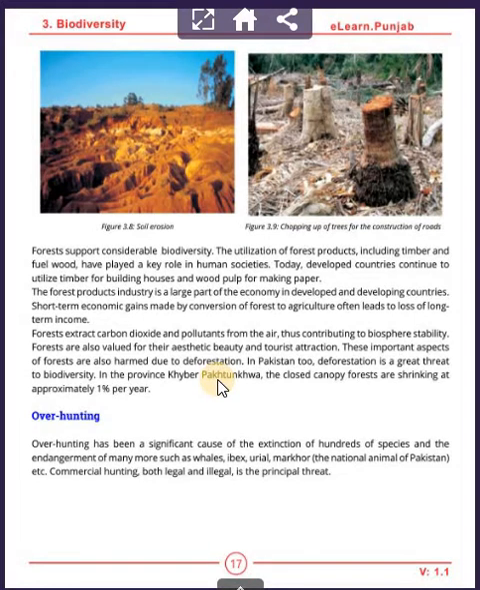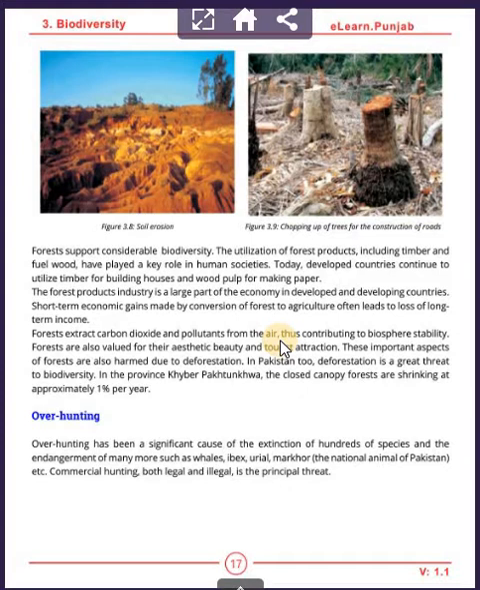Another thing is that forests also support biodiversity. The utilization of forest products, including timber and fuel wood, has played a key role in human societies. Today, developed countries continue to utilize timber for building houses and wood pulp for making paper. That is why there is more deforestation. The forest products industry is a large part of the economy in developed and developing countries. So people are obviously using more timber for all these things.